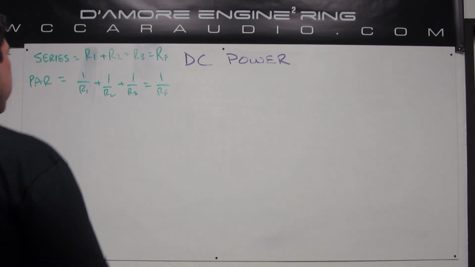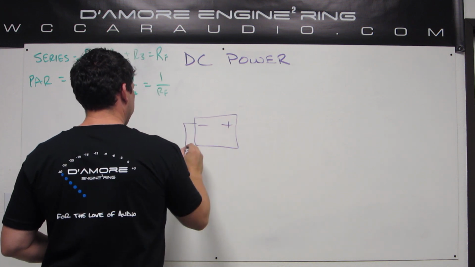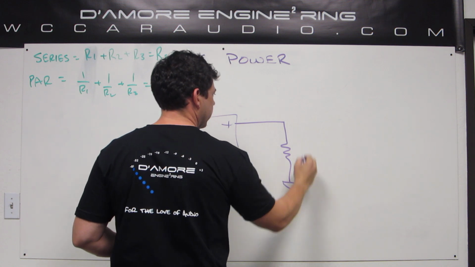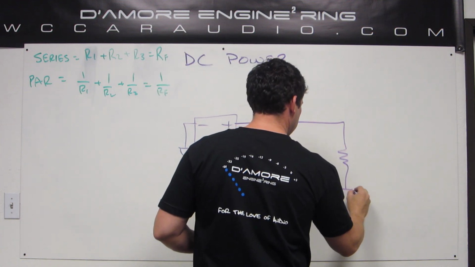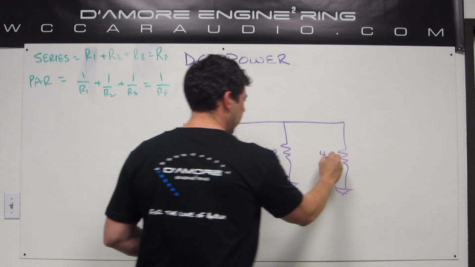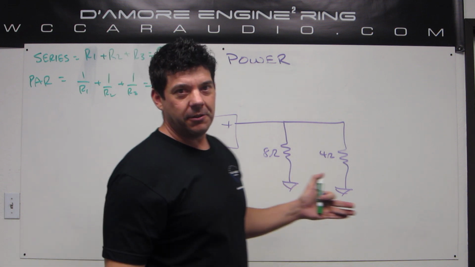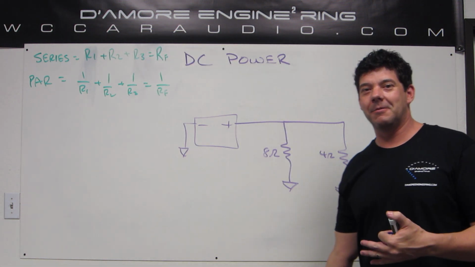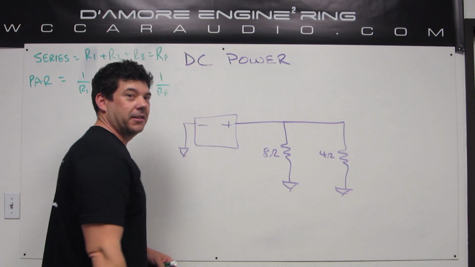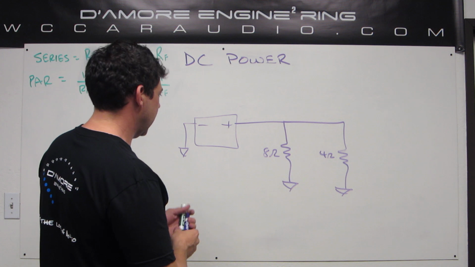Alright, another quick practical application. Let's pretend that we've got 2 loads in parallel and they are different resistance loads. Let's say that this one is 8 ohm and this one is 4 ohm. And you can see they're in parallel here. Like we've all known somebody who puts an 8 ohm and a 4 ohm speaker together, or maybe we've done it ourselves at some point in life. I'm sure I've done it at some point. So let's figure out what happens exactly when you do this.